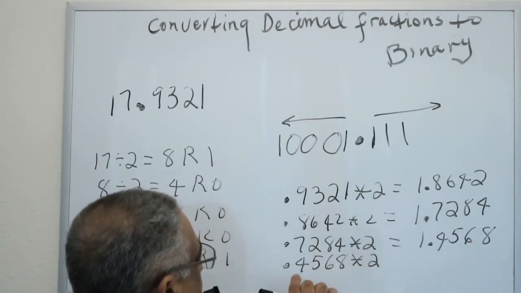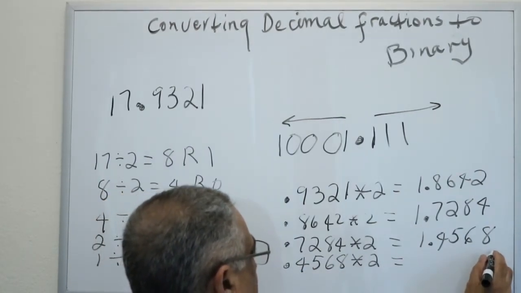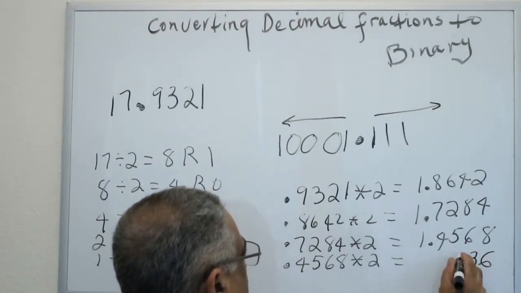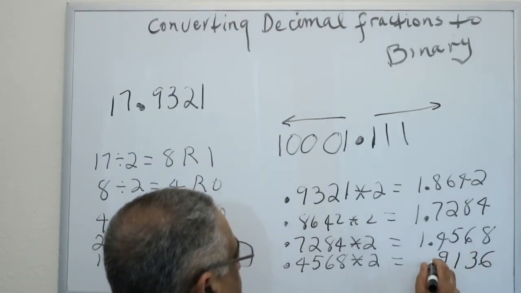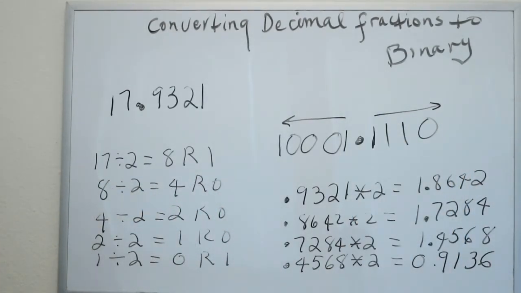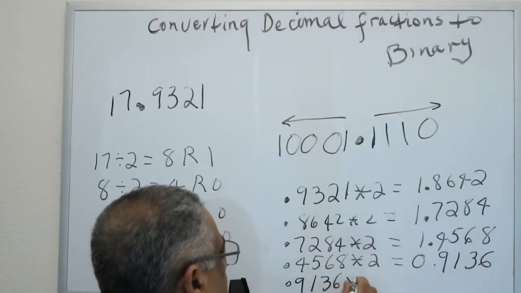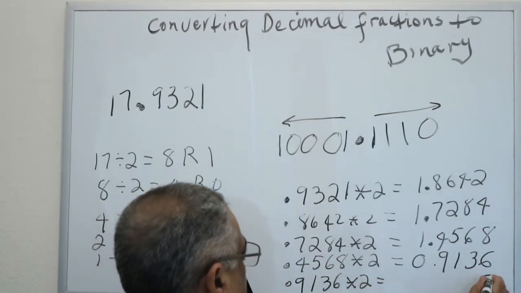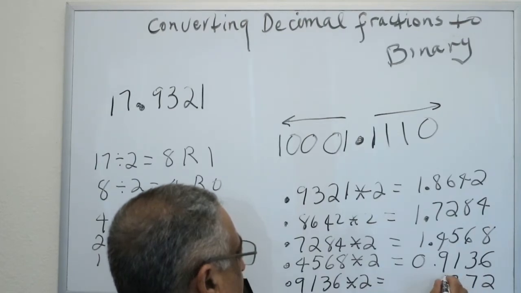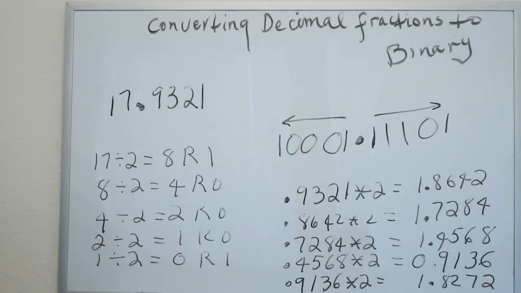So this is 0.4568 times 2, this is 6, that's a 3, that's a 1, and this is 9. I put my 0 there, so 6, 2, 1, so that's correct. Then I take 0.9136 times 2, so that's going to give me 1.8272, so let's stop right there. So this is my binary representation.